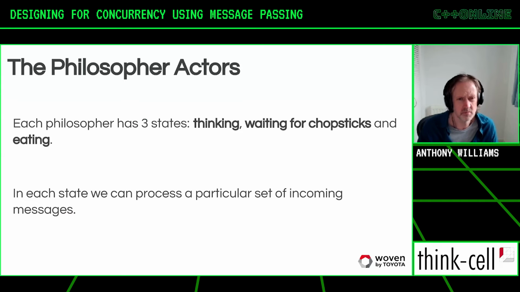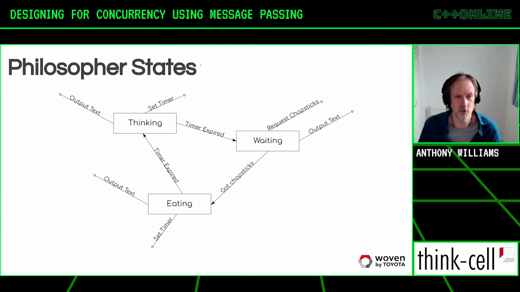The philosophers are a little bit more involved, but they're really quite straightforward. They have 3 states. They are thinking, they are waiting for chopsticks, or they're eating. And in each state, we can process a particular set of messages. We think state machines. So we have incoming messages. If you're thinking, then the incoming message that we're waiting for is a timer expired. But when we start thinking, then we'll set the timer. We'll output some text to say we're thinking.